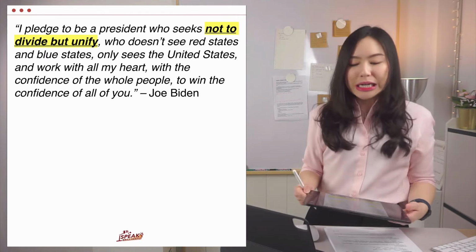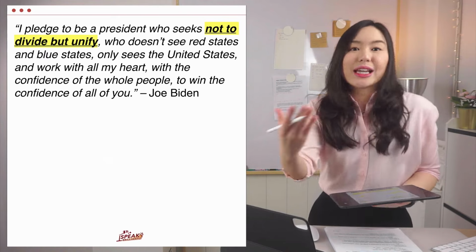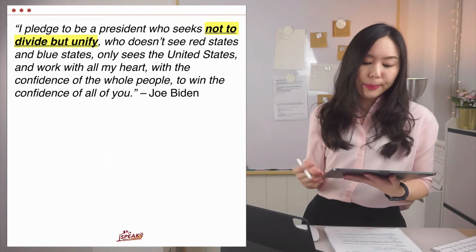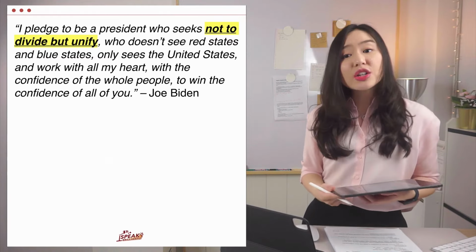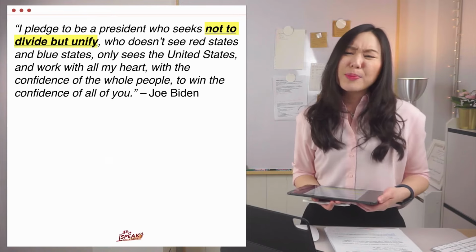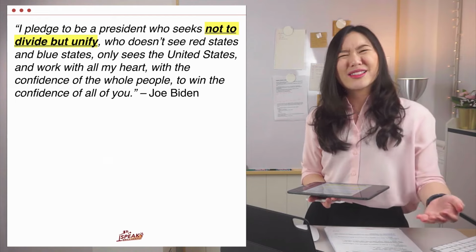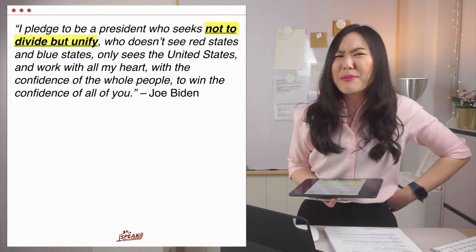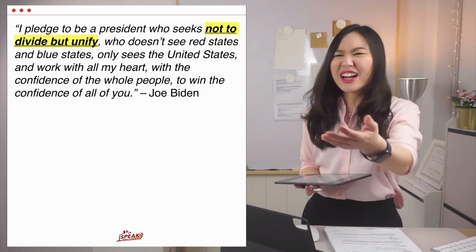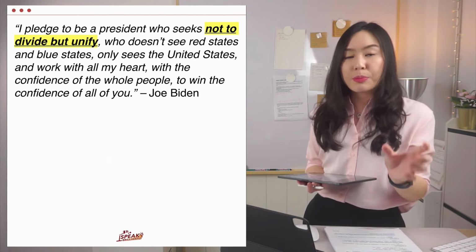Now, what's quite interesting is that "I pledge" means "I promise". I pledge to be a president who seeks not to divide but unify. He could just say, I pledge to be a president who seeks to unify. It would make sense already. Why write it this way, costing extra words, yeah, redundancy? Actually, it was there mainly to serve a purpose.